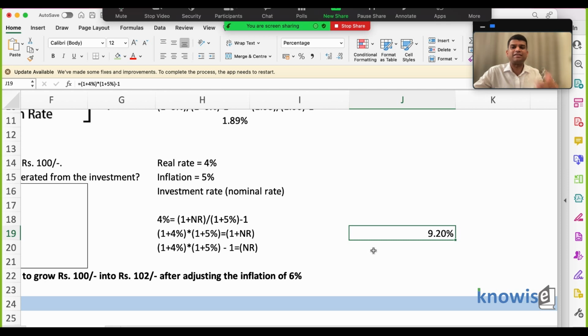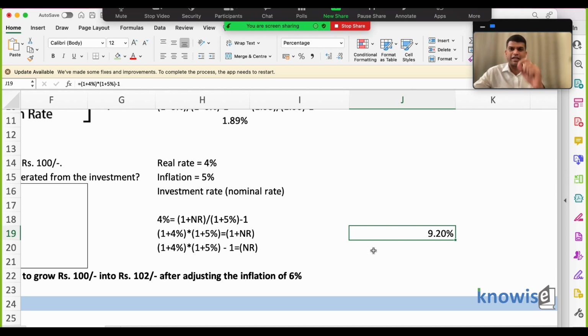Now, how do you guess this answer? On one side, your inflation adjusted return is 4%, but your inflation is 5. So your gross return or investment return should be around 4 plus 5, that is 9. And remember, since we are multiplying, the answer you get should be slightly more than 9. So when you see the options, any option less than 9 is definitely not the answer, and if it is far higher than 9, let's say 11, 12, 13%, that is also not correct. So as per this, when we solve it, it is 9.2%.